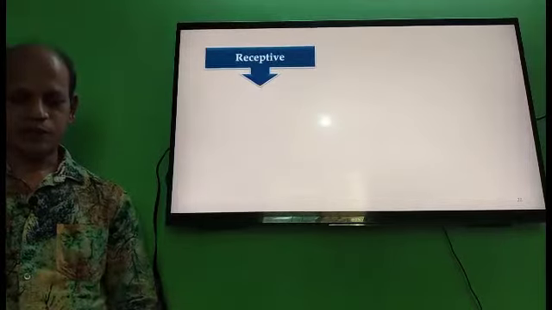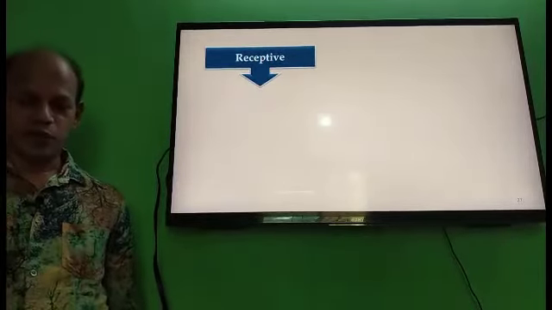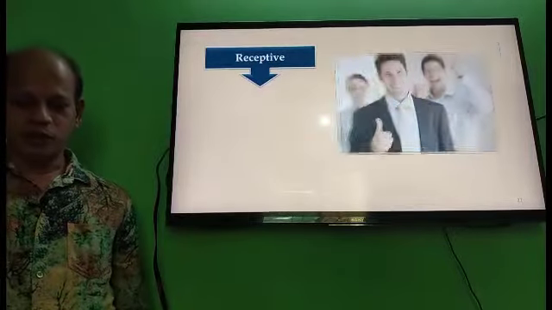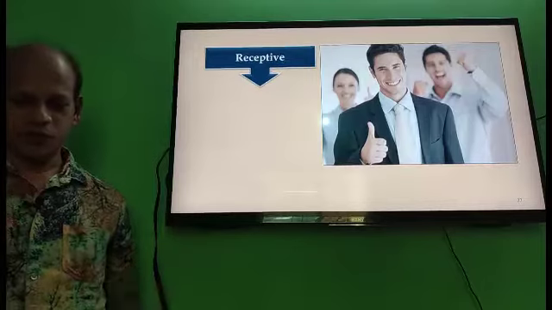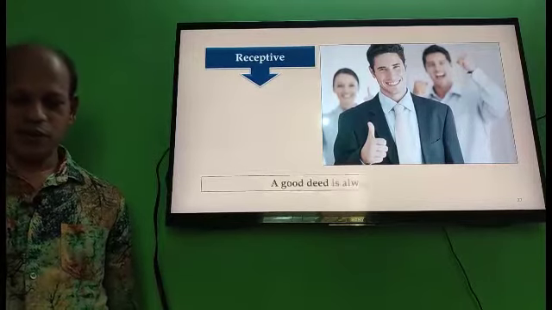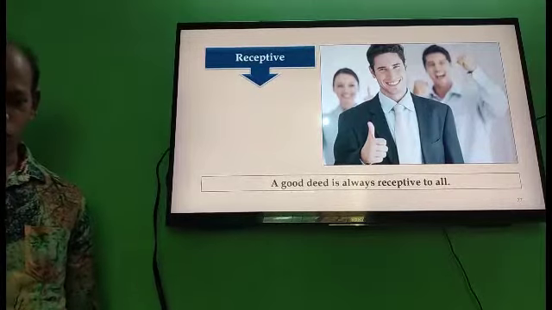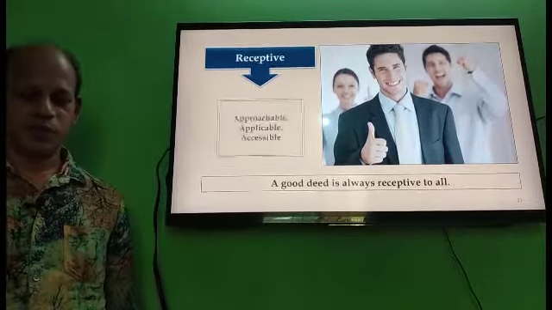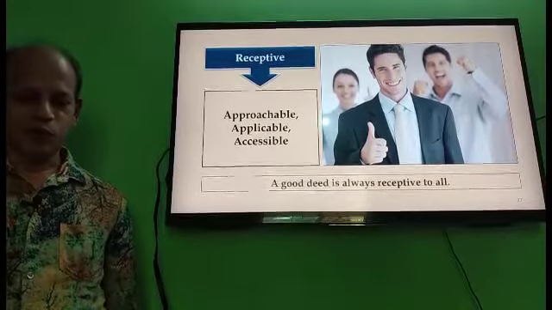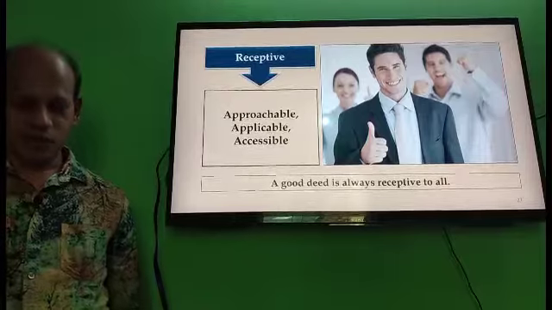Next word, receptive. I hope you know the meaning. Again, look at the picture. You see, showing the thumb, receptive, very welcoming. Look at the sentence: A good deed is always receptive to all. And what is the meaning of the word receptive? Approachable, applicable, accessible, receptive.